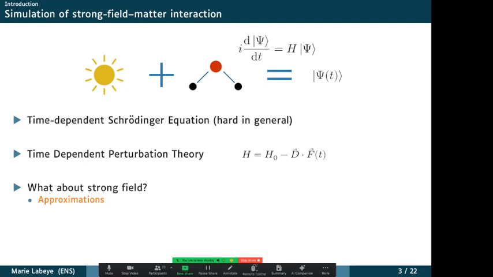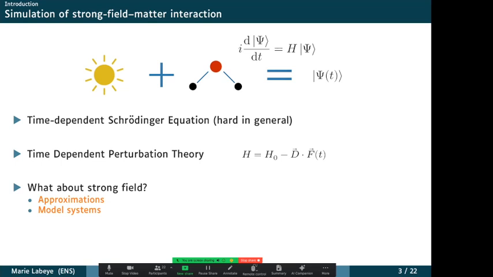Another way of understanding what's happening is to use model systems for which everything can be computed. Of course, in that case we won't have a quantitative description of an experiment, but rather an intuitive picture that can help to understand the physics behind all the processes we see. So I'll try to illustrate a little bit more what I mean by the difference between time-dependent perturbation theory and strong field.